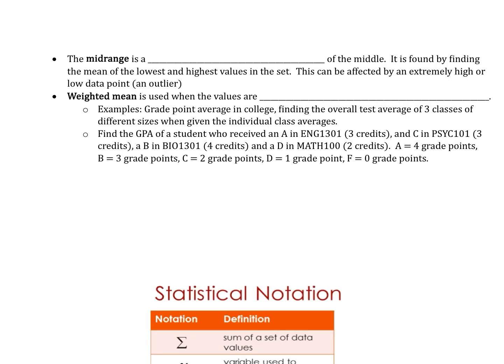The mid-range is a rough estimate of the middle. It's found by finding the mean of the lowest and highest values in the set. So you find your smallest value, your largest value, and you average them. And that's a rough estimate of what the middle is. So that is your mid-range. It can be affected by extremely high or low data points, which we refer to as outliers. So it's not always accurate. So just know that. A weighted mean is used when values are not equally represented.